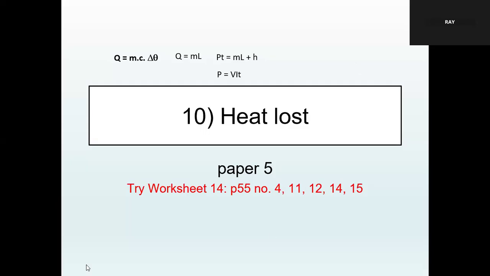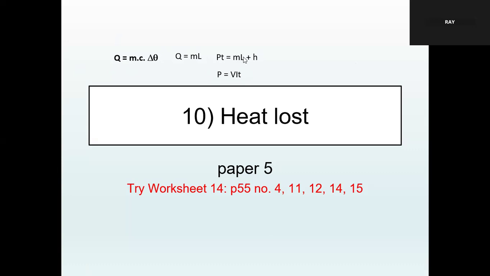Okay, we have more or less finished it, but we will do some examples. Most of the things are for paper 5. These are the formulas that you need to remember and know how to use. Usually they don't use Q, they will use P, because it's electrical heating. Then this is correct for heat loss. This rate, this heat loss.